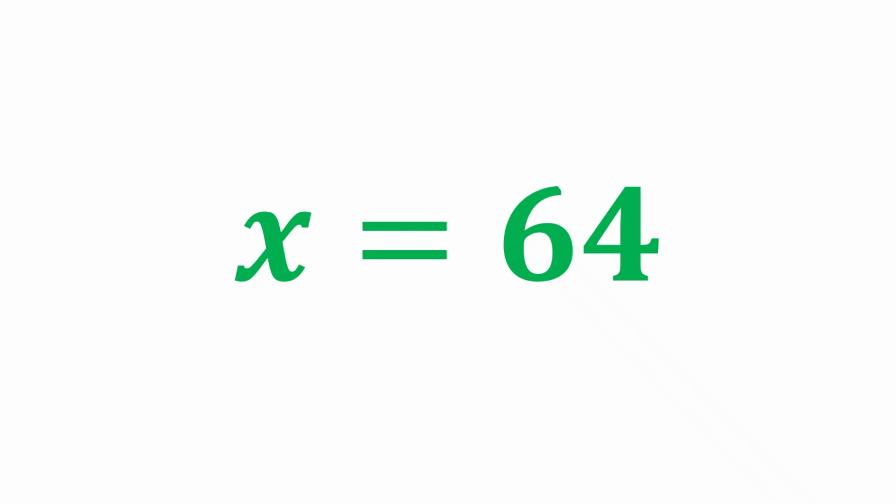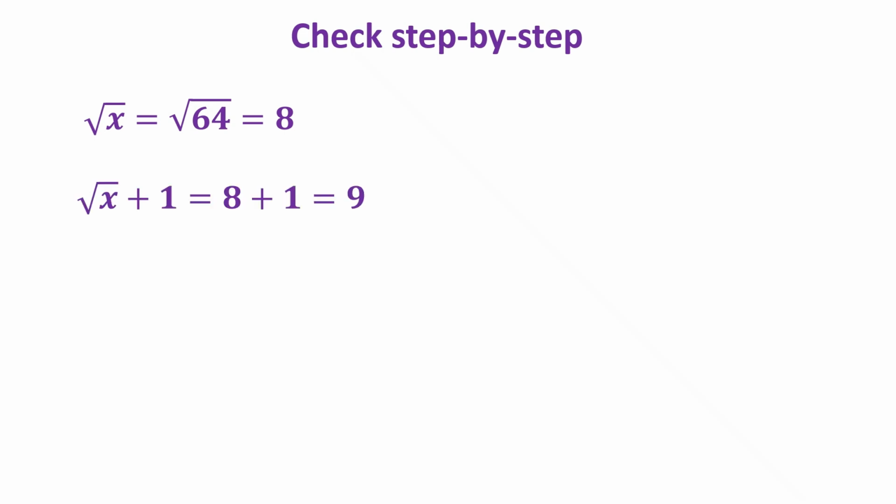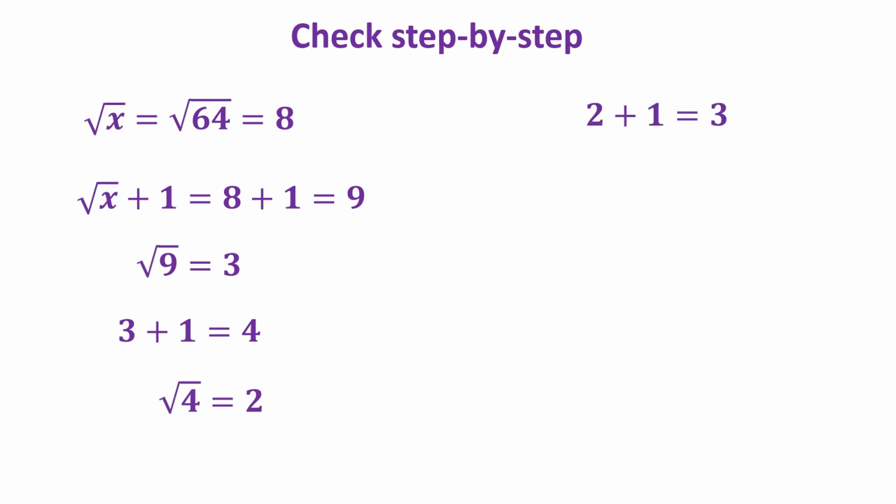Because we squared multiple times, we must check for extraneous roots. Substitute x equals 64 into the original. So the square root of 64 equals 8. 8 plus 1 equals 9. The square root of 9 equals 3. 3 plus 1 equals 4. And the square root of 4 equals 2. 2 plus 1 equals 3. Therefore the solution is x equals 64.